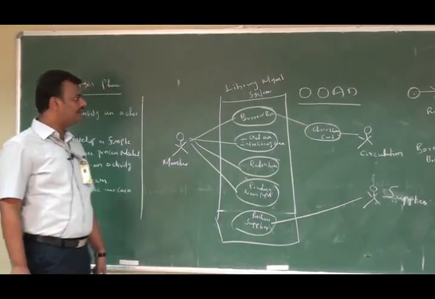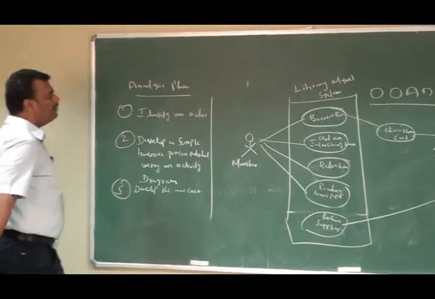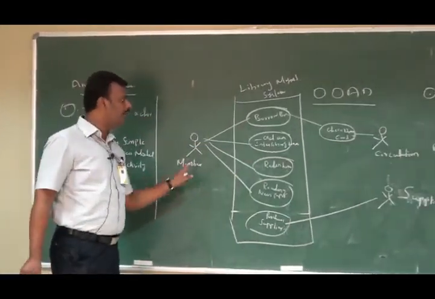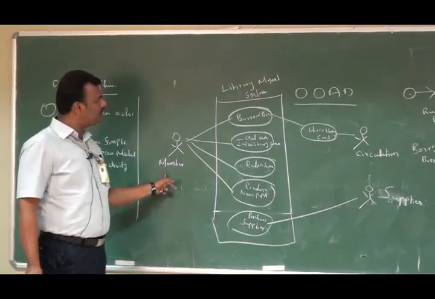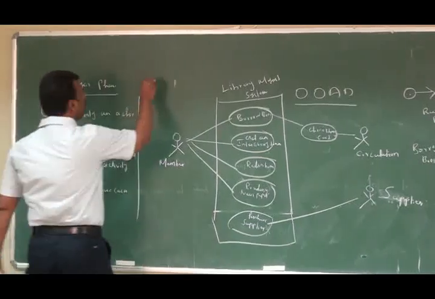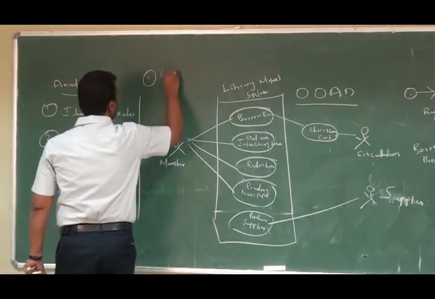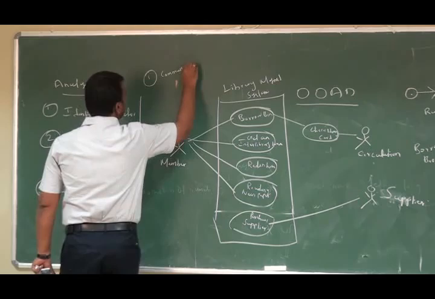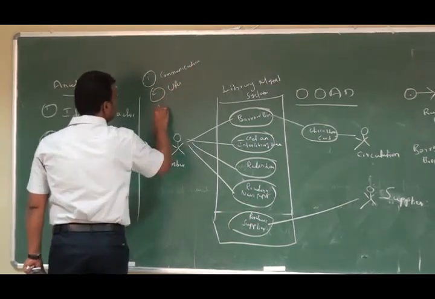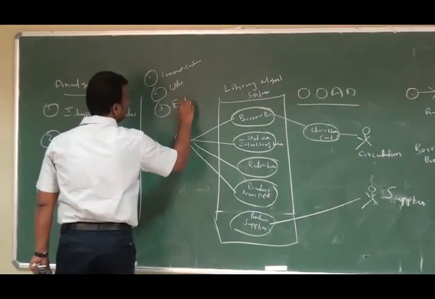Here, what are the different types of communication? There are three types of relationship in the use case diagram. What do you mean by use case diagram? The actor communicates with the system's use cases. What are the three relationships that can be shown in the use case diagram? The first one is the communication, the second is the uses relationship, the third one is the extends relationship.